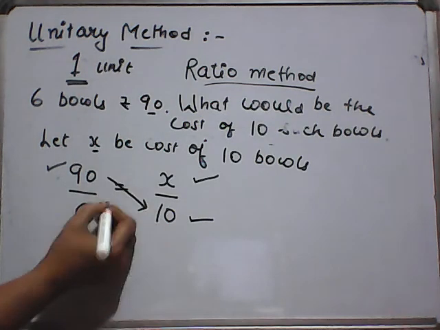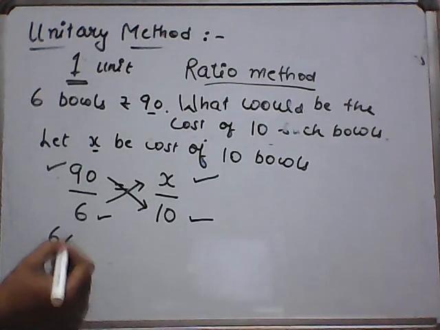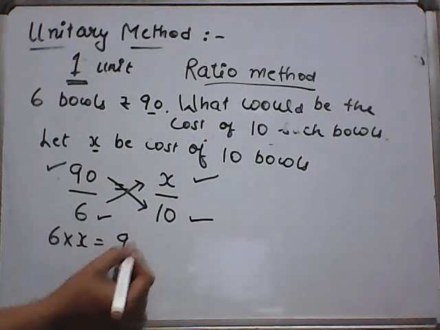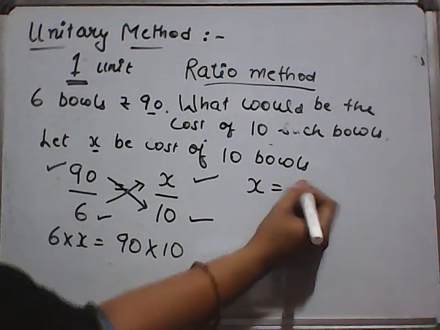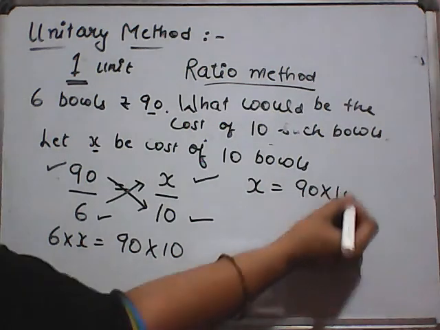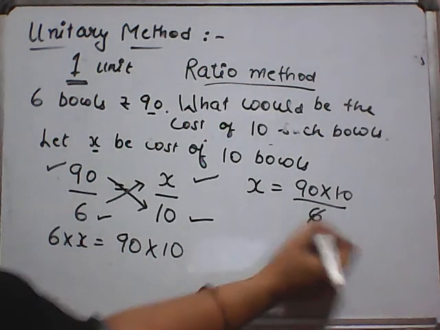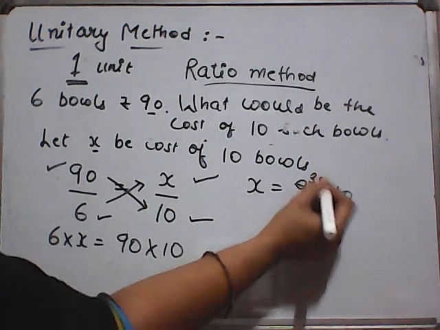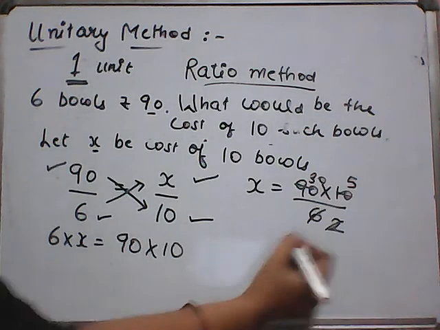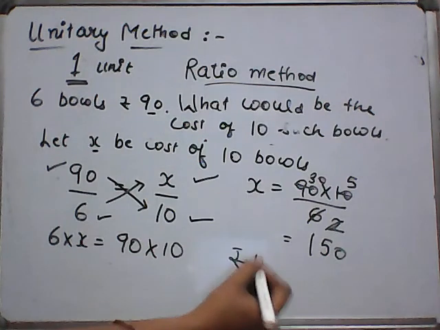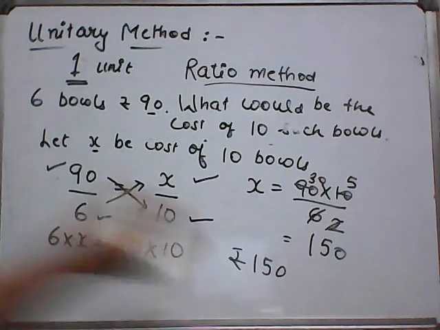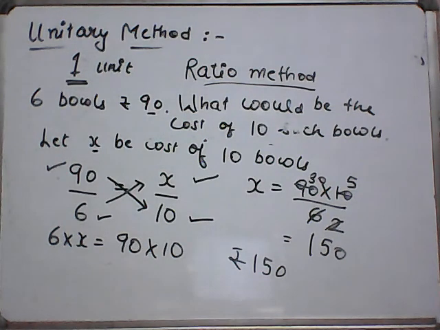Now cross multiply. 6 multiplied by X is equal to 90 multiplied by 10. We can find out the value of X, that is equal to 90 multiplied by 10 divided by 6. 3 2s are 6, 3 3s are 9, 2 5s are 10, here 150. So the cost of 10 bowls is rupees 150. In this way you can find out by using the ratio method. You can use either the ratio method or the unitary method.